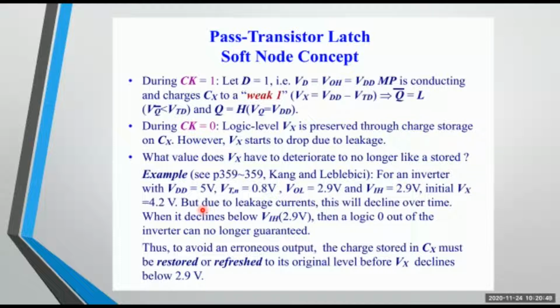Yes, sir. Fine. So see, when it declines below 2.9, then the logic 0 output of the inverter can no longer be guaranteed. So what happens here? You're having that input voltage you're given for the 2.9 volt. If it comes below this 2.9, the logic 0 of that inverter will not be guaranteed. Ultimately it will be somewhere greater than 0, not exactly 0. That's nothing else, but ultimately it will be in between logic 1 and logic 0.